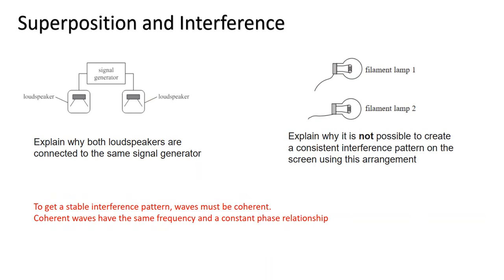Next, we have superposition and interference. When you look at these two setups, again both from the question paper, the first scenario says, explain why both loudspeakers are connected to the same signal generator. And the second question says, explain why it is not possible to create a consistent interference pattern on the screen using this arrangement. Both questions will have the same answer. To get a stable interference pattern, the waves must be coherent. And what does coherent mean? Coherent waves have the same frequency and a constant phase relationship. This is the 2-mark question.